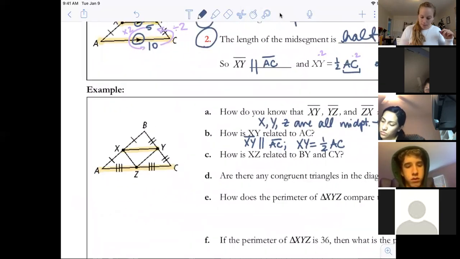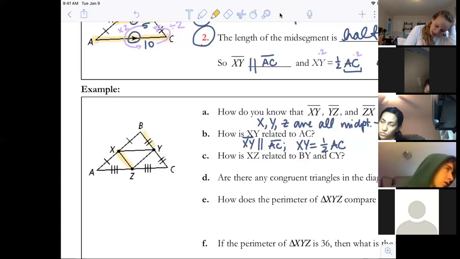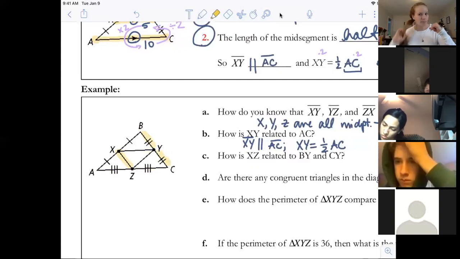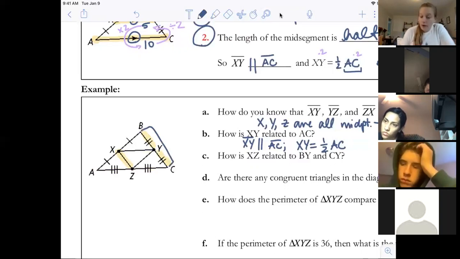Awesome. Okay, now we're going to switch to looking at a different mid-segment. We just looked at XY and AC. Now we're looking at XZ, but we're talking not about the whole segment BC, but about BY and CY. How is XZ related to BY and CY? Aren't they congruent? All three of them are congruent. Why do you know that, Maddie? Because of the congruent marks.